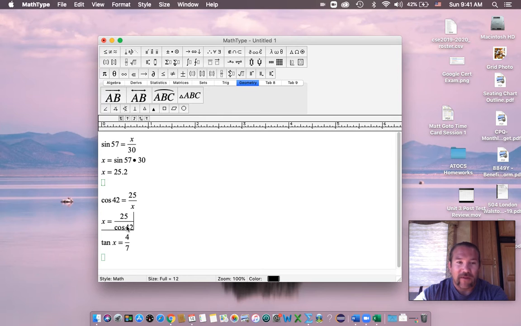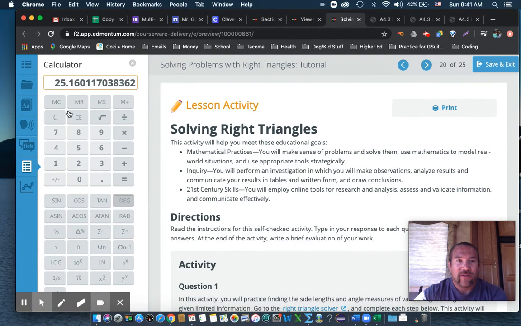All right. So 25 divided by cosine 42. So here we go. 25 divided by 42 cosine equals. Okay, because remember, we have to enter in the numeric value of the angle before we click the sine, cosine, or tangent button.